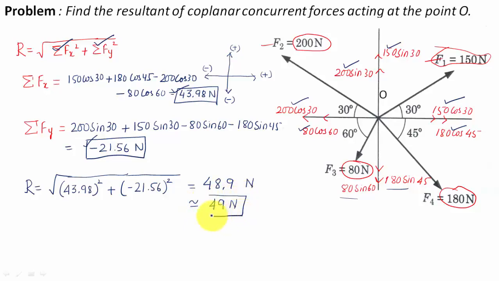So the overall effect of all these forces is going to be 49 newtons. Or you can say that if you want to replace all these forces, F1, F2, F3 and F4, you can replace them with one single force which has a magnitude of 49 newtons. Now let's find the direction in which this force is acting. tan theta is equal to the summation of all the forces in the y direction divided by the summation of all the forces in the x direction.